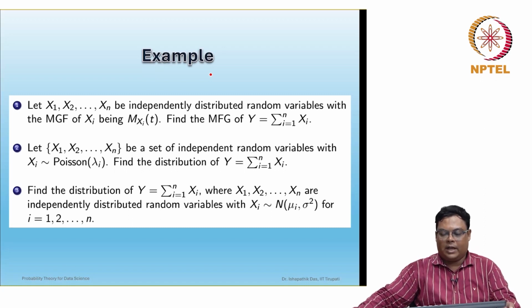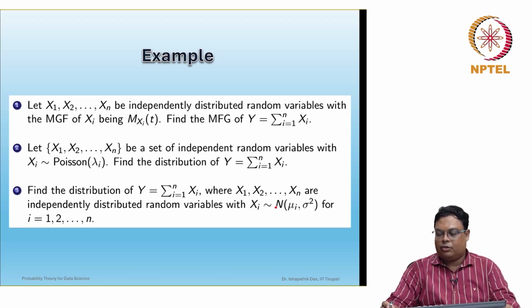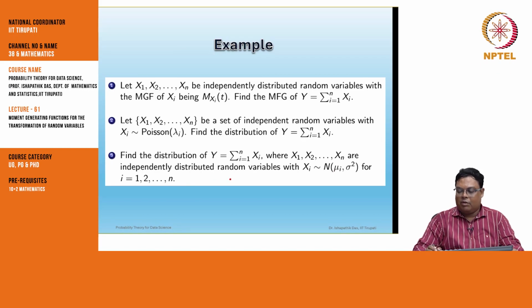So, hopefully you have followed it and understood these things. Next we will discuss some more examples of how the moment generating function may be useful. Find the distribution of Y equals the summation of X_i, again a similar type of problem, where X_1, X_2, ..., X_n are independently distributed random variables with X_i normal(mu_i, sigma squared) for i equals 1 to n. Here we already discussed that the sum of normal random variables is again a normal distribution, but here using the moment generating function we can prove it.